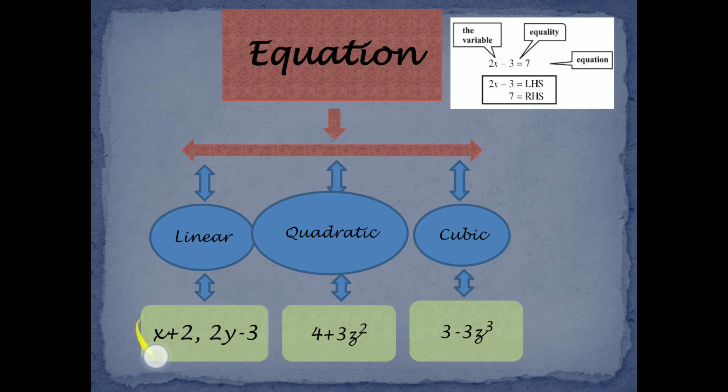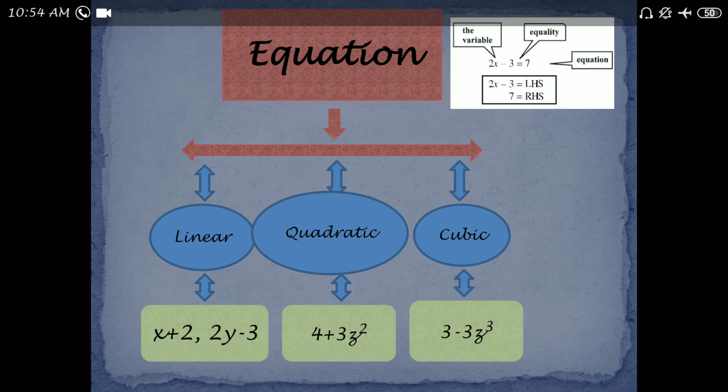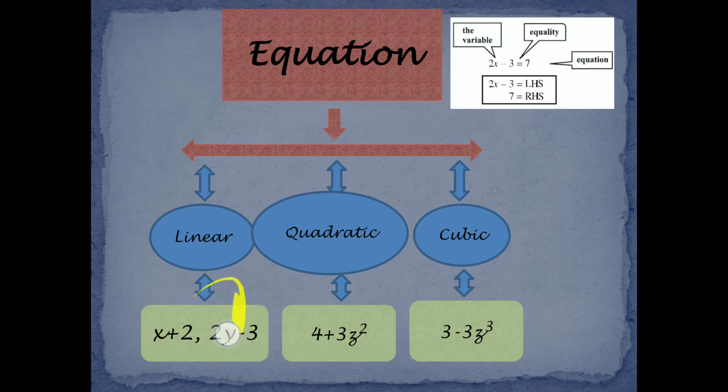So x to the power 1 plus 2 and 2y to the power 1 minus 3. So this is a linear equation. Why? It has only degree 1 or power 1. Quadratic equations are those equations which have power 2 or degree 2. Cubic equations are those which have power 3 or degree 3. Now see here, the variable here is x, here is y. So only one variable is considered. So it is a linear equation in one variable.